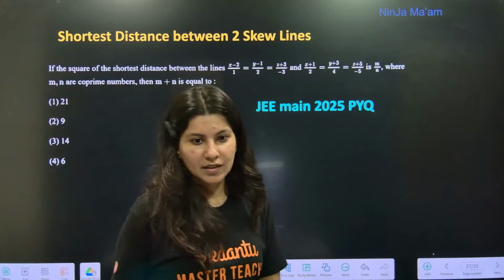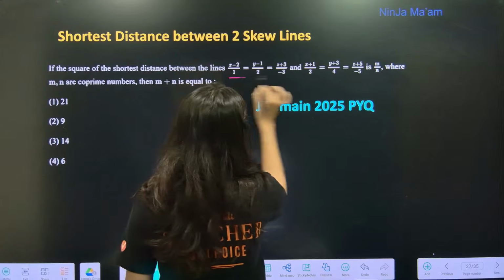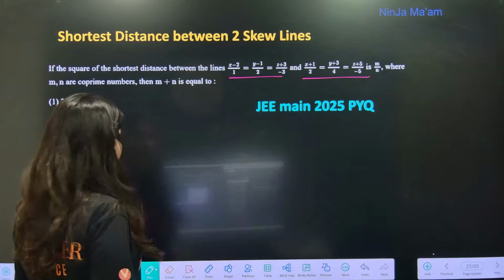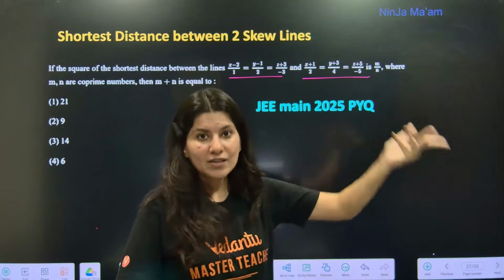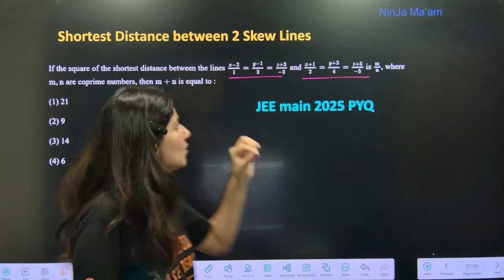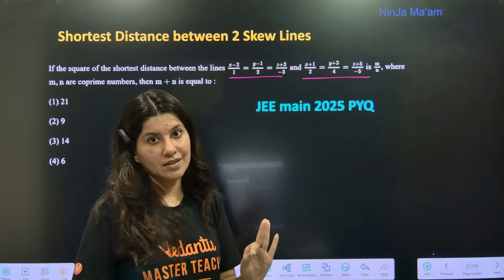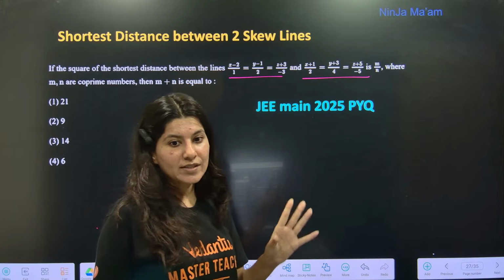Now the square of the shortest distance between this line and this line. First thing is, observe these two lines and check whether they are in standard format or not. What is standard format? Basically the coefficient of x, y, z should be positive 1.